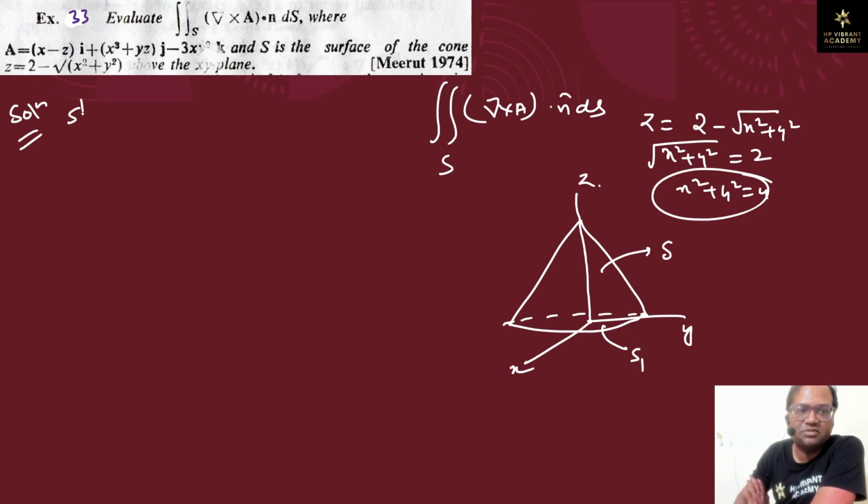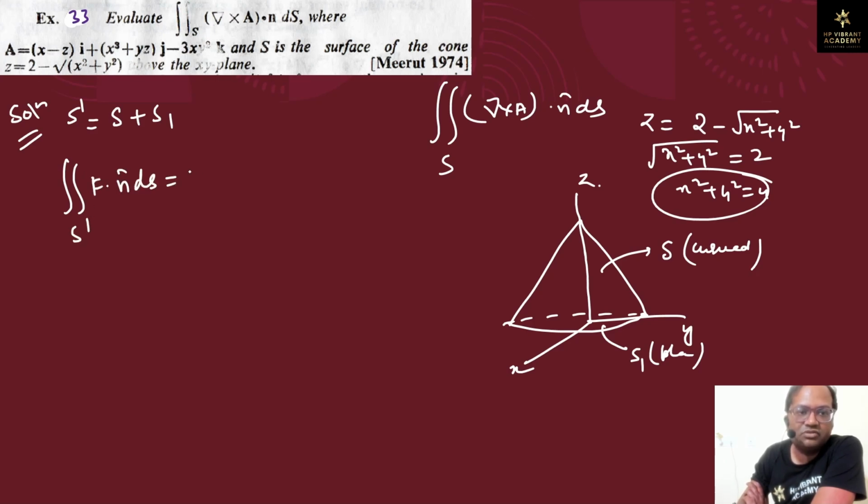So S dash is the complete surface area, the whole surface area, which is equal to the curved surface area plus the planar surface. This is curved and this is planar. This is the bottommost surface. So S dash is equal to S plus S1. So using Gauss divergence theorem, we have along the surface S dash, f dot n cap ds is equal to the divergence of f dv, volume integral. Okay, and S dash is equal to S plus S1.